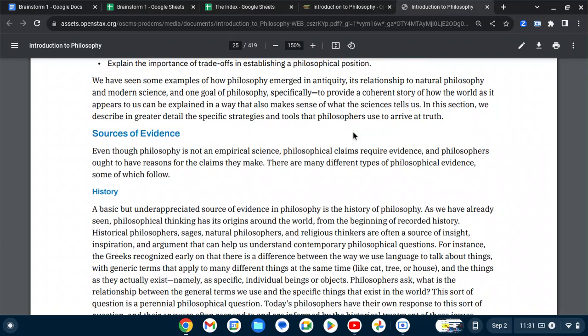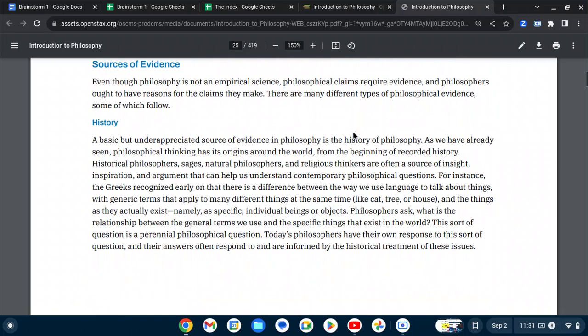We have seen some examples of how philosophy emerged in antiquity, its relationship to natural philosophy and modern science, and one goal of philosophy, specifically, to provide a coherent story of how the world as it appears to us can be explained in a way that also makes sense of what the sciences tell us. In this section, we describe in greater detail the specific strategies and tools that philosophers use to arrive at truth.